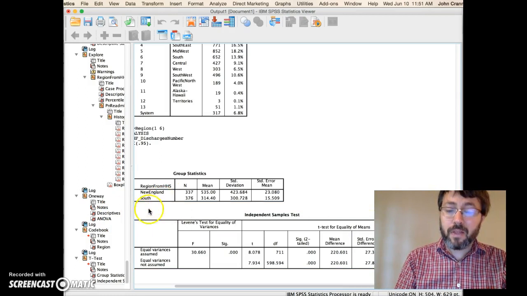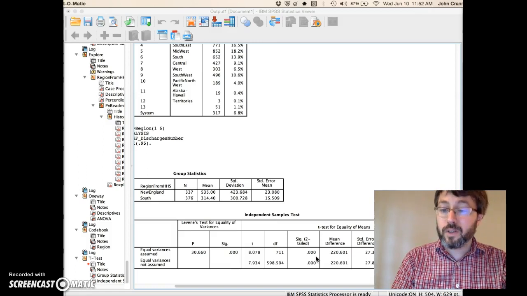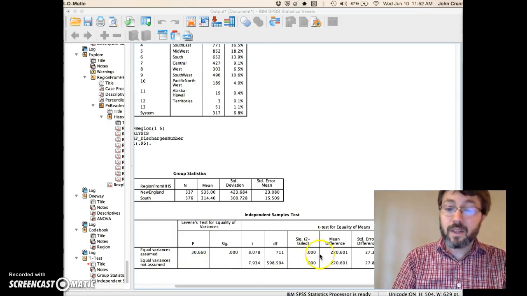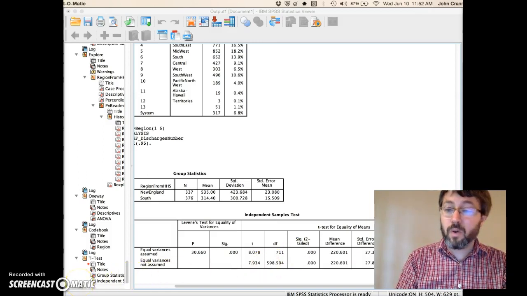So our null hypothesis for the t-test, remember, is that these means are equivalent. With a p-value of less than 0.05, we can reject that null hypothesis and state that statistically there's a difference between the number of heart failure readmissions for New England versus the South. So that's how we would move from a one-way ANOVA that demonstrates differences among the groups to a specific two-group comparison using the t-test. That's for data that are normally distributed.